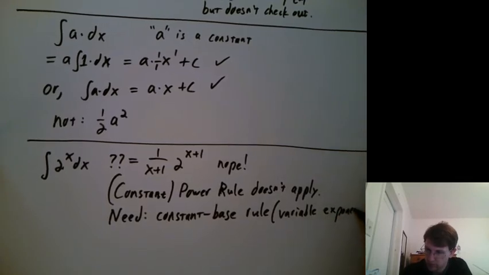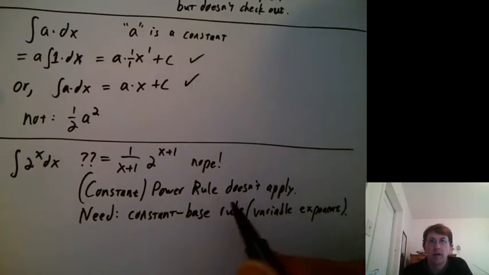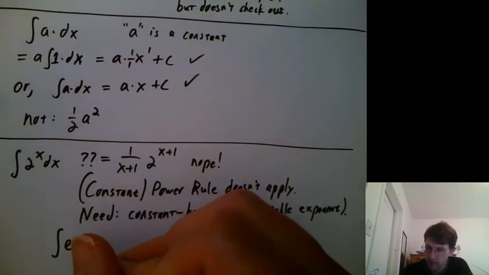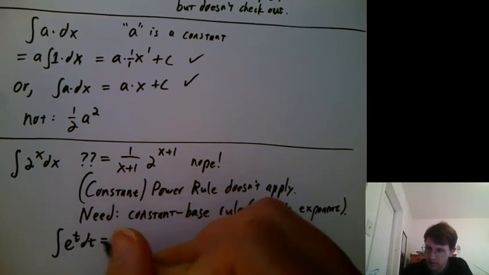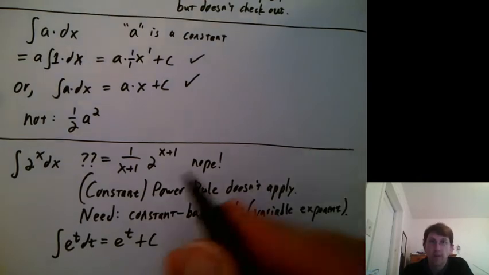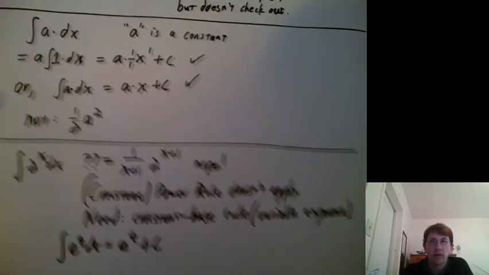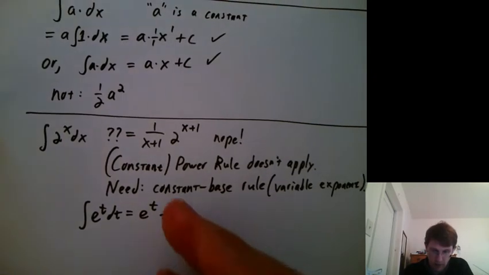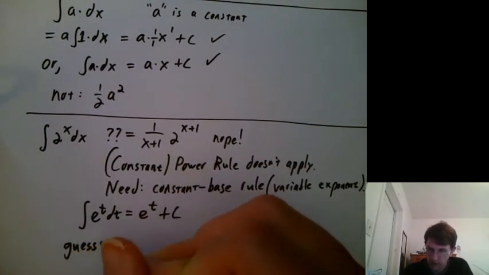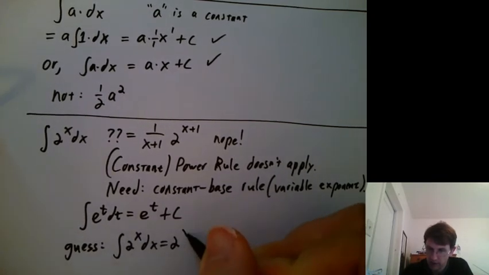So what do we know about integrating exponential functions? We know that the integral of e to the t dt is e to the t plus c, where e is a constant and t is a variable in the power. So what can we do with that? Can we just apply it here? Well, we could guess that the integral of 2 to the x dx is 2 to the x.